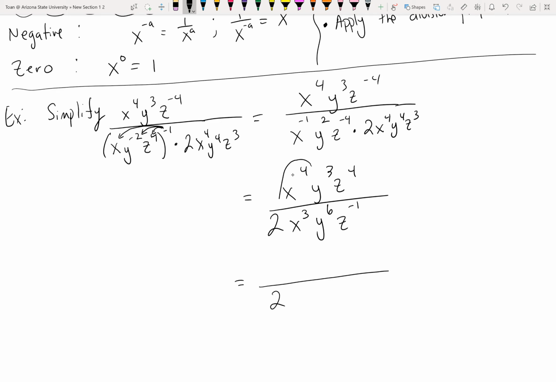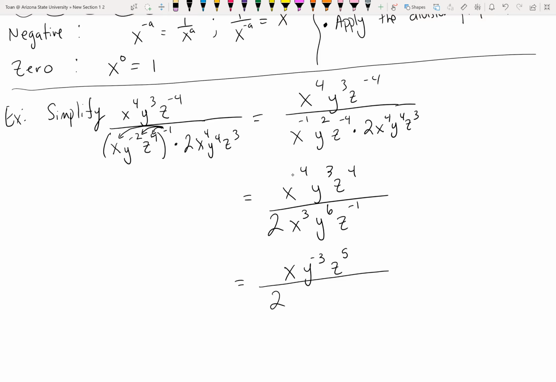Let's work with the x's. When we subtract top minus bottom, 4 minus 3 is 1. Let's do the y's. When you subtract top minus bottom, 3 minus 6 is a negative 3. Let's do the z's. Top minus bottom. When you do 4 minus a negative 1, that becomes a positive 5.